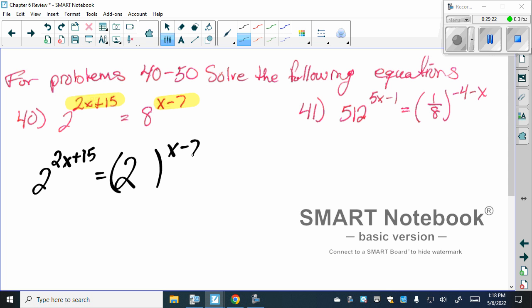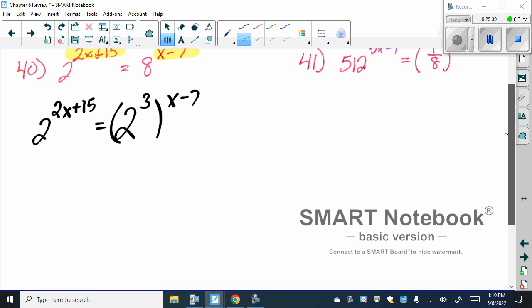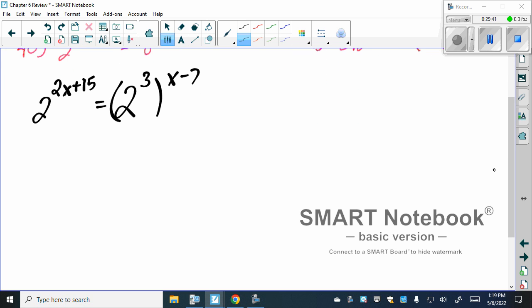How can I rewrite 8 as 2 to a power? 2 to what power is 8? Because 2 to the third, 2 times itself 3 times, is 8. So now the bases are the same, because 2 times 2 is 4, times 2 is 8. Now what we'll want to do next is distribute the 3. So 2 to the 2x plus 15 is equal to 2 to the 3 times x minus, and we get this here.